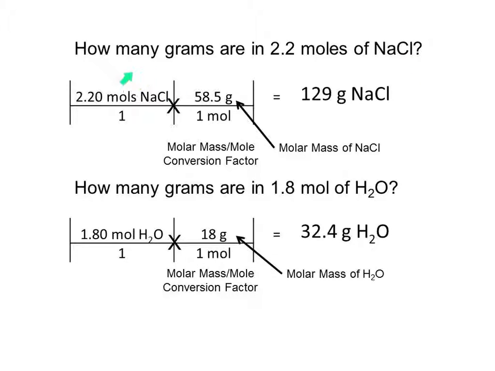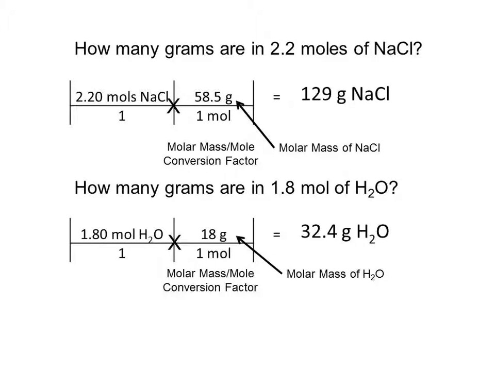So the first thing I do always using the factor method is I'm going to write my given information here, put a line underneath it and put my 1. So my numerator is 2.2 moles of sodium chloride. Again, I'm using the proper conversion factor here, which is the molar mass to mole conversion ratio.